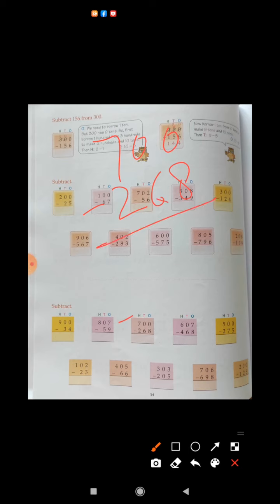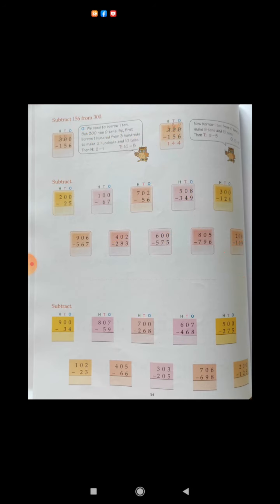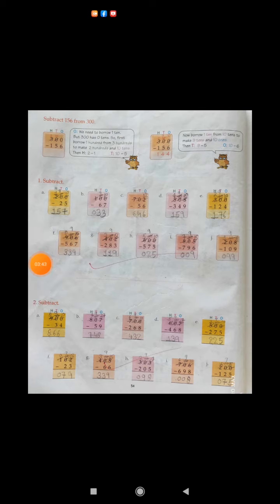Now next, 700 minus 268. Subtract the ones. 0 is less than 8. Take borrow from 10 side. Here will be 10, here 9 and here 6 is remaining. 10 minus 8 is 2. Subtract the tens. 9 minus 6 is 3. Now subtract the 100. 6 minus 2 is 4. The answer you got here is 432. Write in the space given 432. Like this other part also you do yourself in homework. After doing, match the answers from this page, but you have to do yourself first.